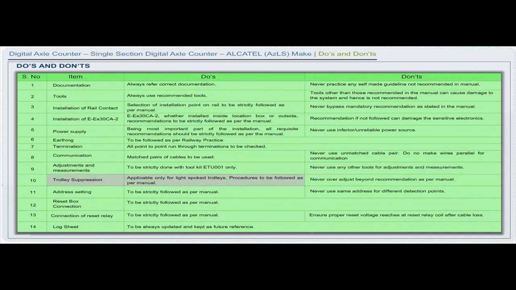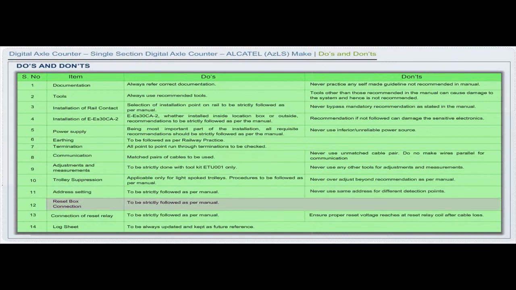Trolley suppression is applicable only for light spoke trolleys. Procedures to be followed as per manual. Never over-adjust beyond recommendation as per manual. Address setting to be strictly followed as per manual. Never use same address for different detection points.